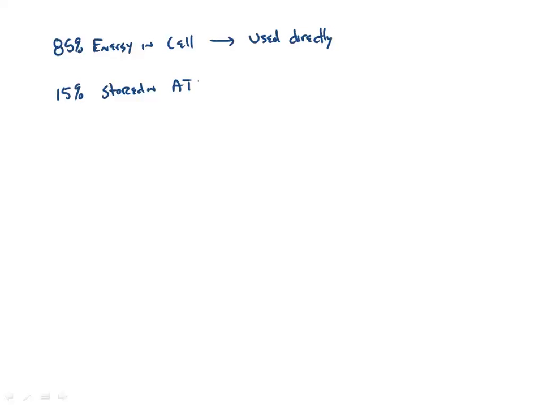Oh, that's interesting, but we won't worry about it. About 85% of the energy in a cell is actually used directly, meaning it's simply extracted and used immediately. Only about 15% is stored in ATP to be shipped around.